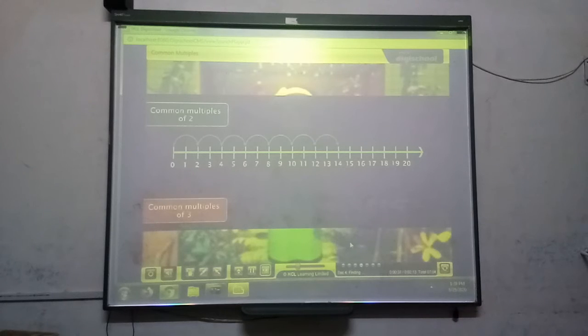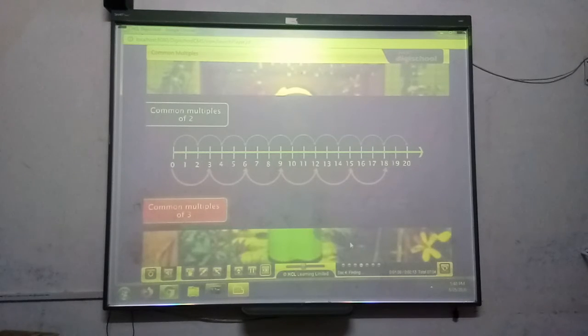12, 14, 16, 18 and 20. Next, again starting from 0, we skip count by 3 on the number line. This gives us the multiples of 3 as 3, 6, 9, 12, 15 and 18.